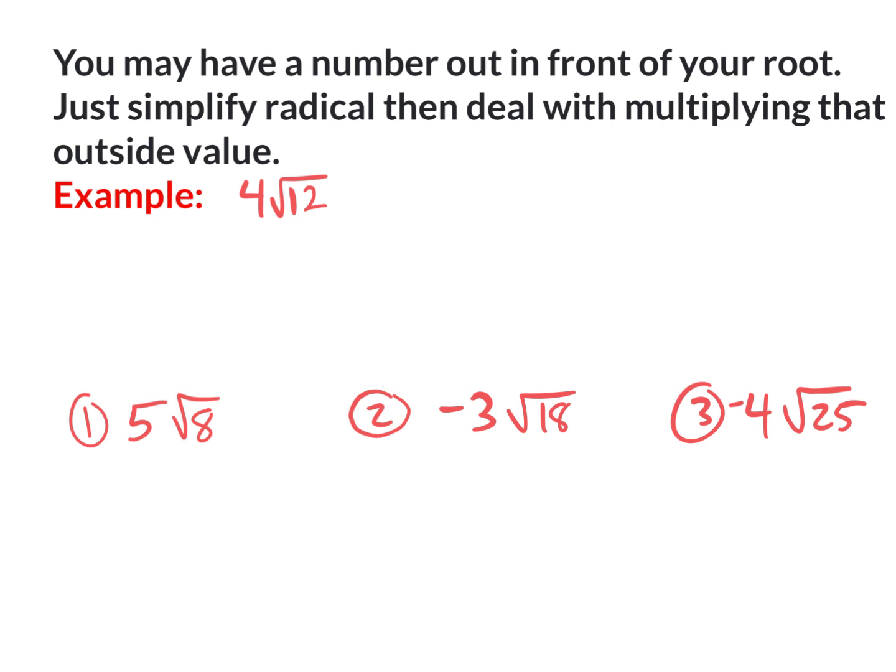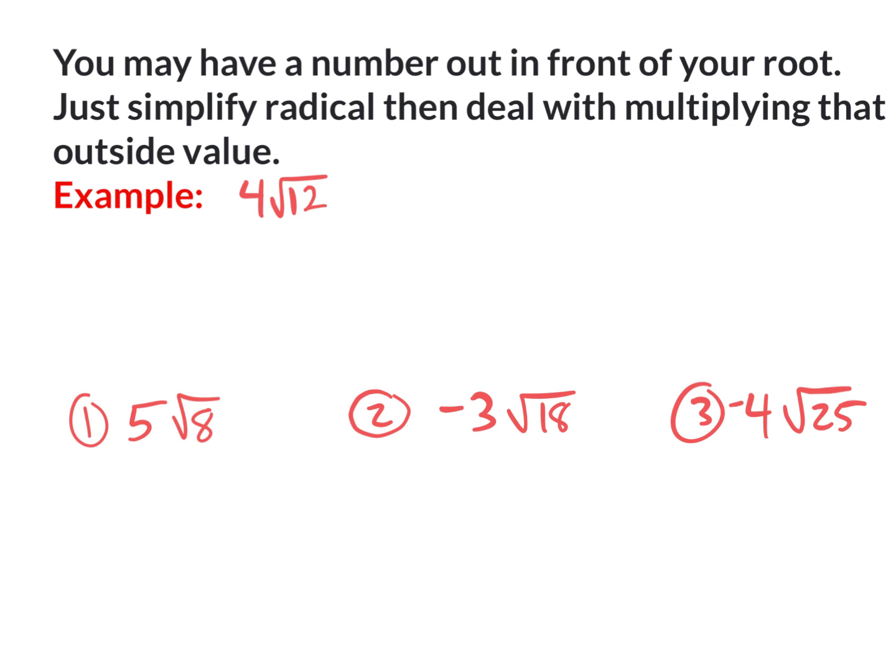So here's our first example, 4 square root of 12, okay? This is just the number 4 times the square root of 12. It's like if you had a 4x, what does that mean? 4 times x, but right here it's 4 times the square root of 12. So simplify the radical. How could I rewrite 12 to get a perfect square number?